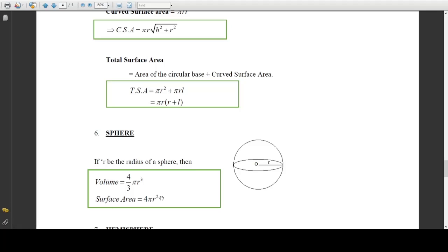Okay, now hemisphere. What is a hemisphere? A hemisphere is a half of a sphere. Therefore the volume will be half of this. Half of 4/3 will be 2/3. Half of 4 is 2. This will be 2/3 pi r cubed, which is the volume.